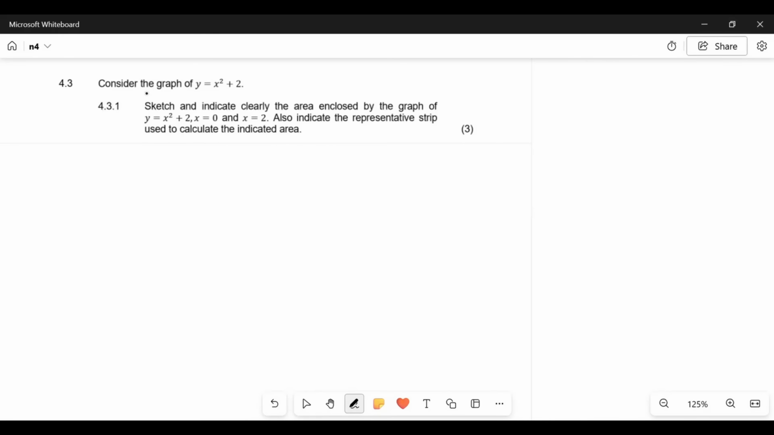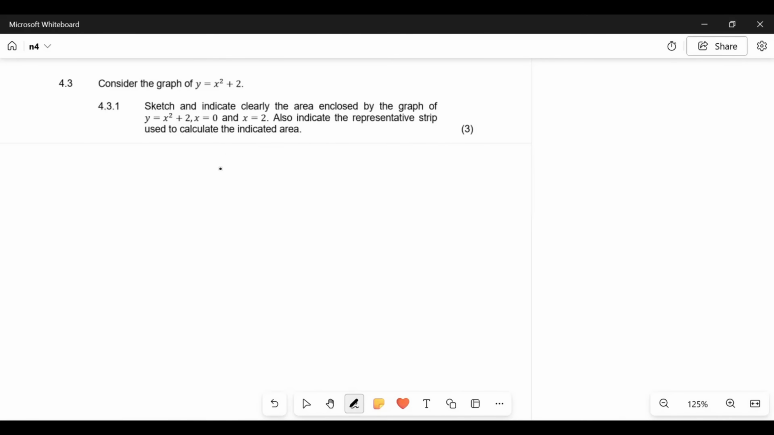Now 4.3, they say consider the graph of y is equal to x squared plus 2. Now 4.3.1, they want us to sketch and indicate clearly the area enclosed by the graph of y is equal to x squared plus 2. Now we also have the coordinates there. We have x is 0 and x is 2. Also indicate the representative strip used to calculate the indicated area.